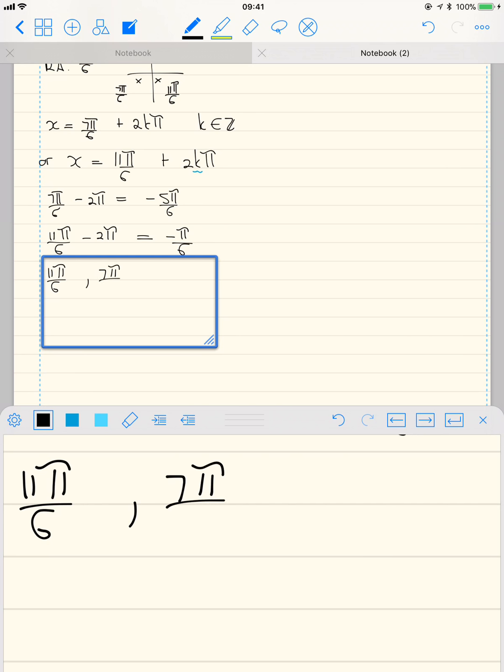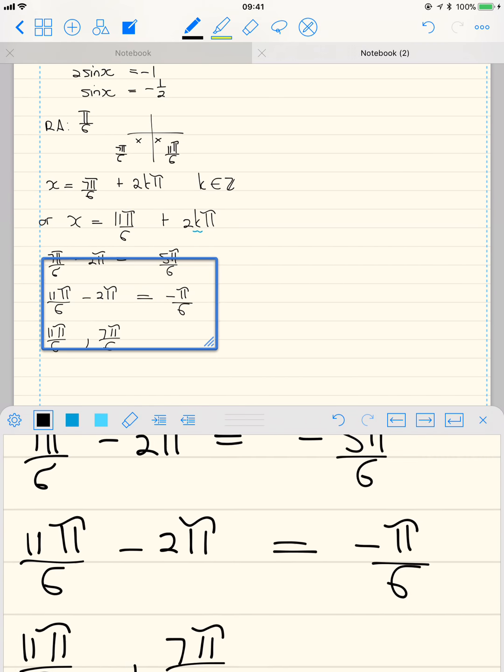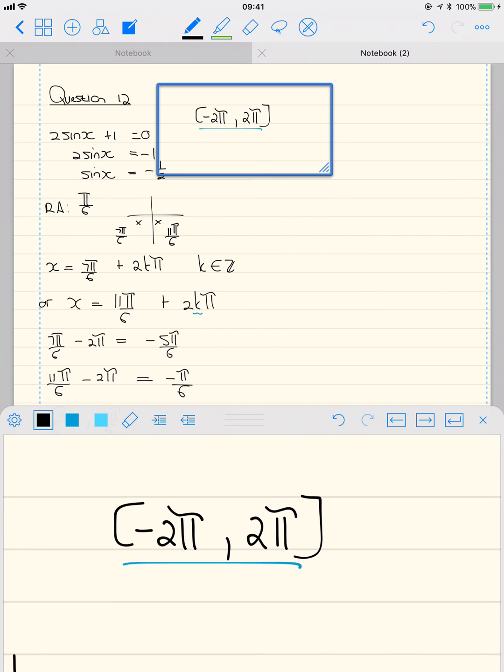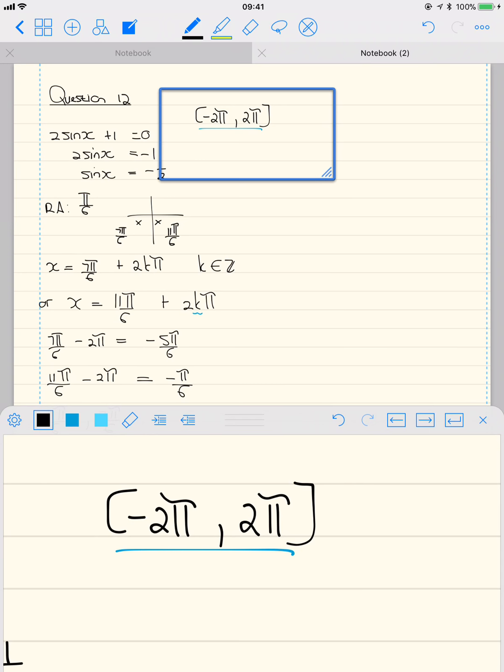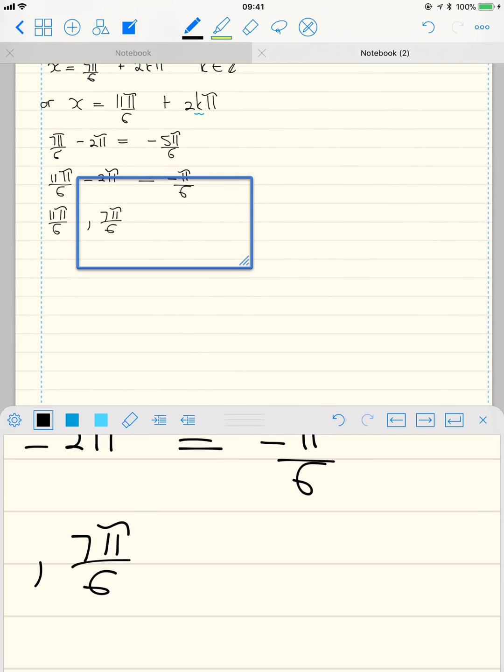If we make k 0, we will just have 11 pi over 6 and 7 pi over 6. And if we make k 1, we will already go out of the interval, because then we will say plus 2 pi and it will become too large. So we have 4 solutions in this interval.